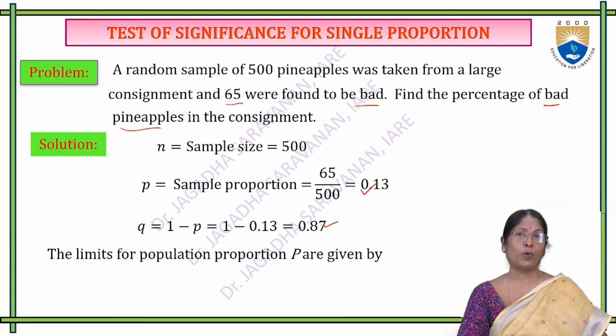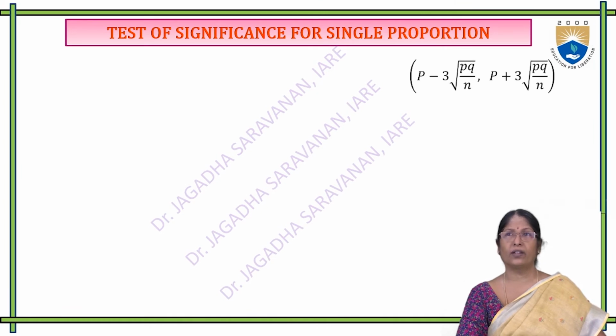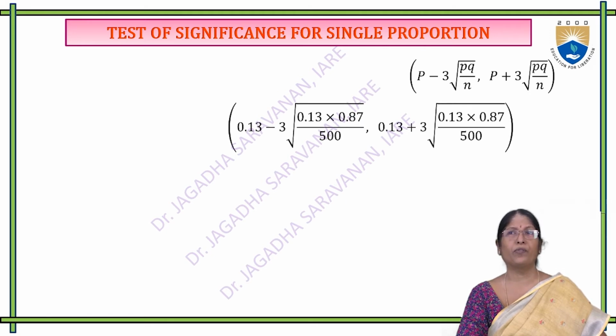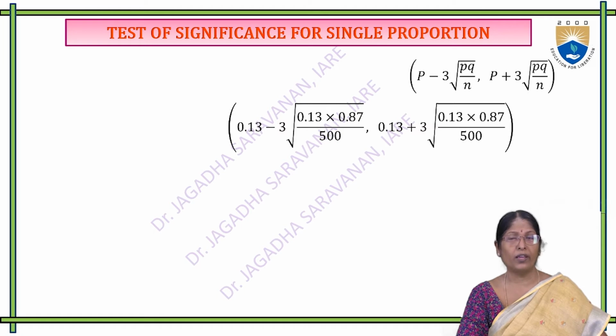The limits for population proportion, capital P, the formula we can see here: small p minus 3 into square root of pq by n, or small p plus 3 into square root of pq by n. Otherwise, we can say p plus or minus 3 into square root of pq by n. This is the formula to find the limits of population proportion with the help of sample proportion data.